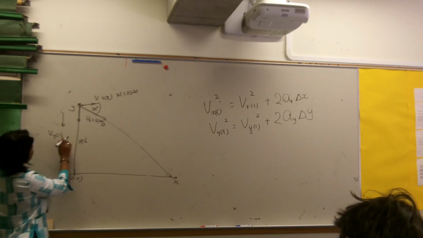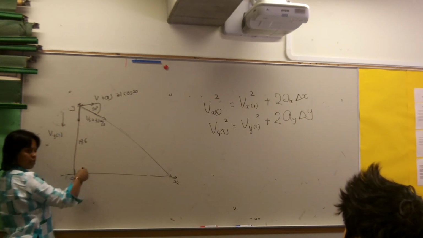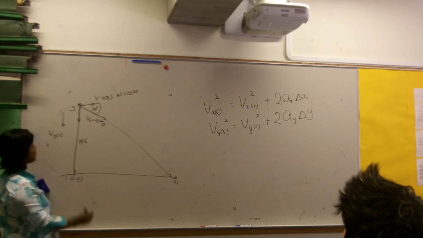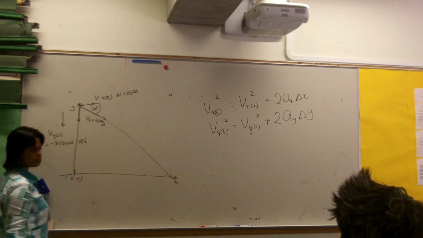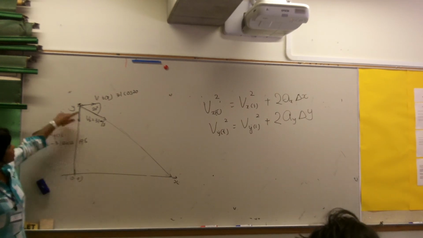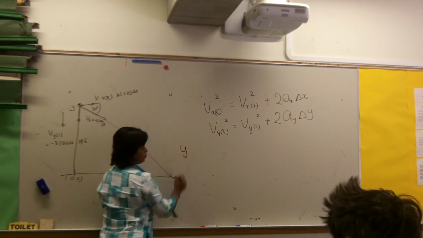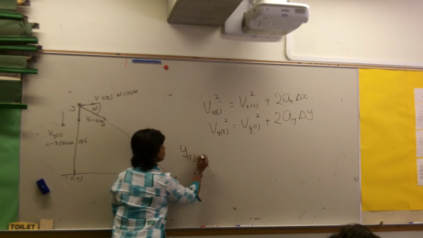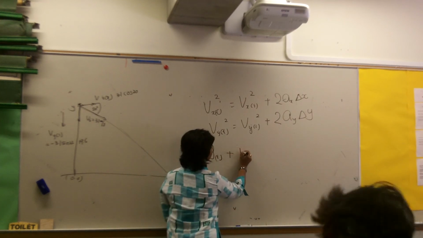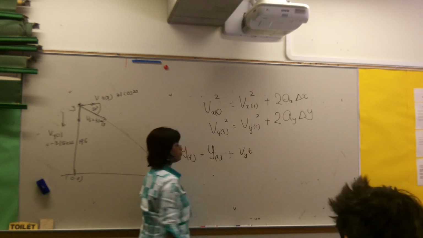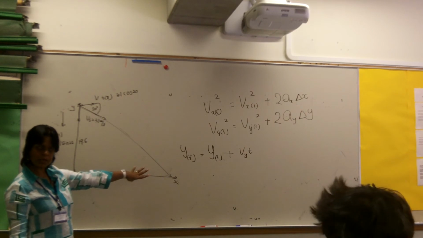And the y component: we are measuring this way, so is it positive or negative? Negative 3.1 sine 20. The great thing is we know this distance. So y final is equal to y initial plus vy t. Is that clear to you guys? Are you okay with what I'm doing here?